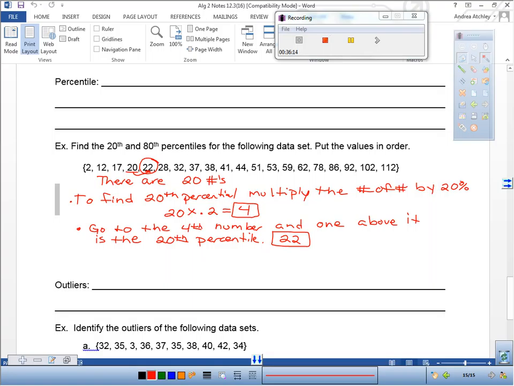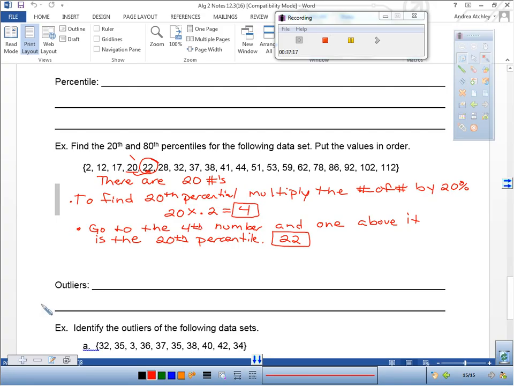Why did you multiply times? Because that's 20%, and I'm looking for 20%. You multiply by that percentage, but as a decimal, because we don't multiply by the percentage, you have to multiply by the decimal. Then when you multiply it, the 4th one and the 1 above it is the 20th percentile, because this guy is above 20% of the other people.